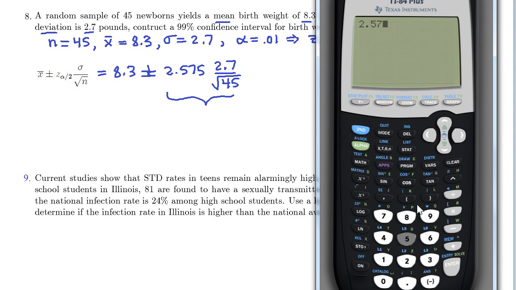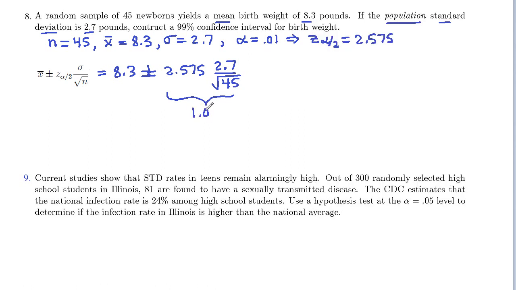So we've got 2.575 times 2.7 divided by square root 45. So 1.036. So 1.04 to 2 decimal places. So this is 8.3 pounds plus or minus 1.04. So 8.3 minus 1.04 will give you 7.26. And then 8.3 plus 1.04 will give you 9.36. So that's our lower confidence limit, upper confidence limit.